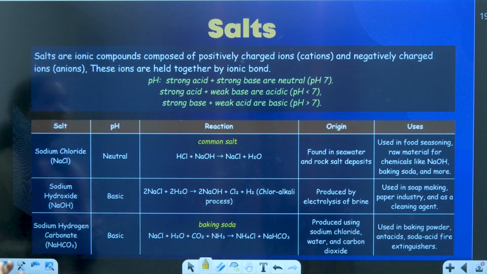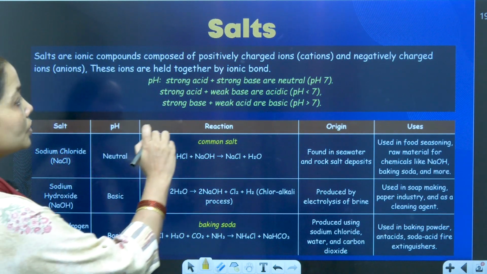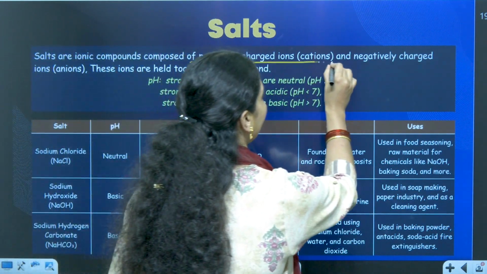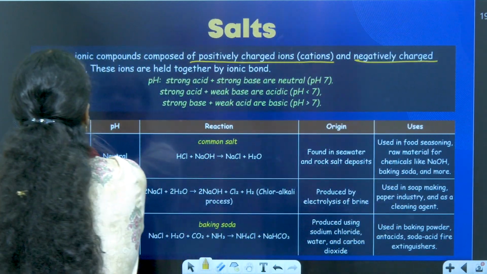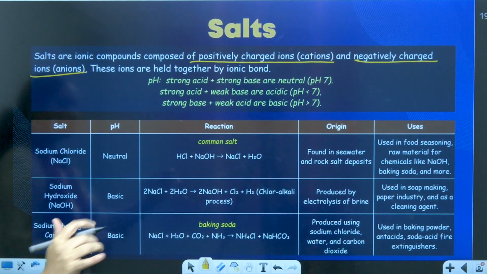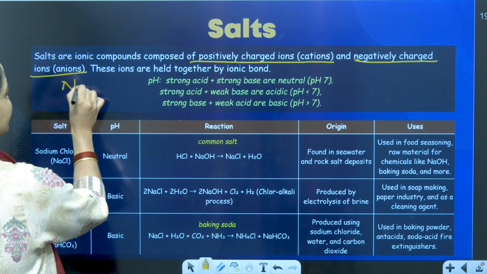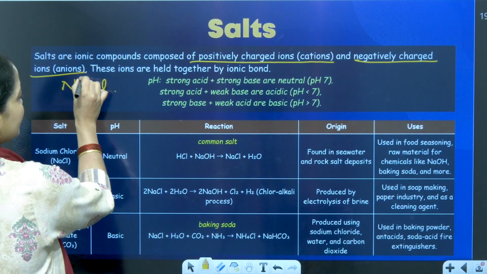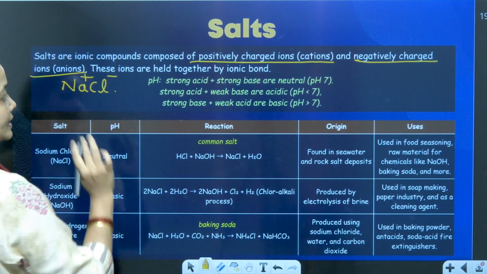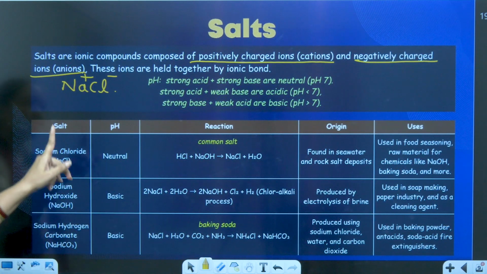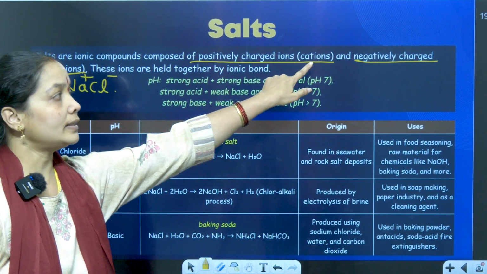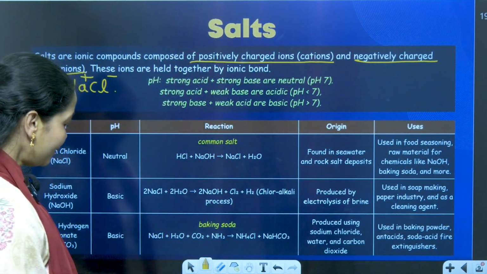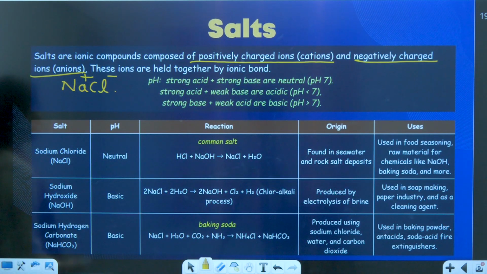What is a salt? Salts are ionic compounds composed of a positively charged cation and a negatively charged anion. The best example of a salt is NaCl, okay? In this, Na is a positive ion and Cl is a negative ion. Whenever I have a positive ion, I call it a cation, and whenever I have a negative ion, I call it an anion.